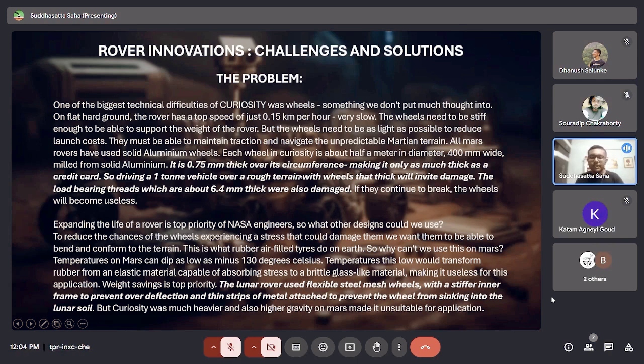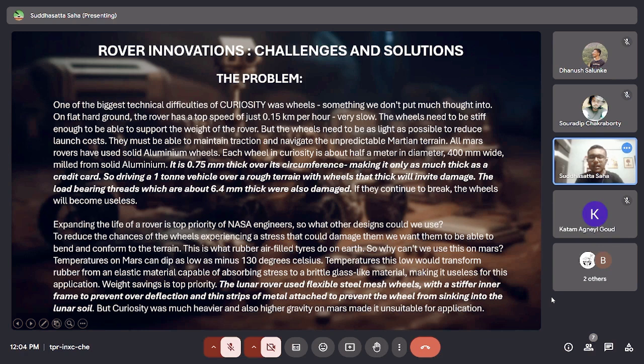So here comes the interesting problem which came up, and the top priority of the NASA engineers was always to make something which is long lasting. The rovers should have a high longevity, and so they thought of alternative designs. They did extensive material research, and they wanted something which could deform and then conform to the terrains of the planet, of the surface they are exploring.